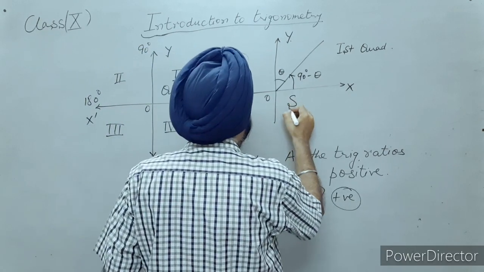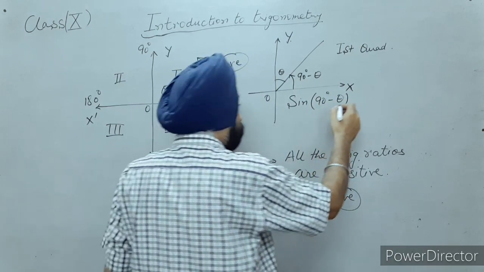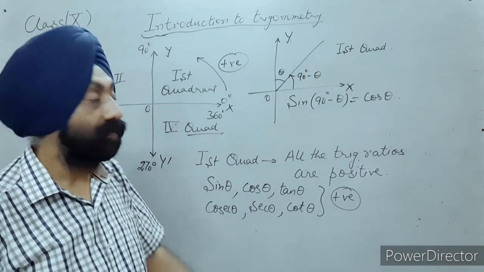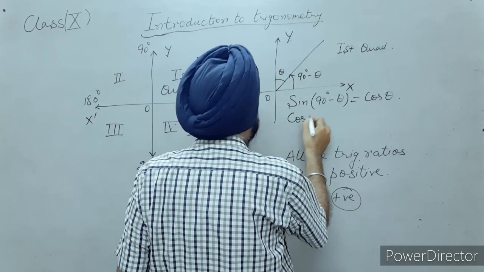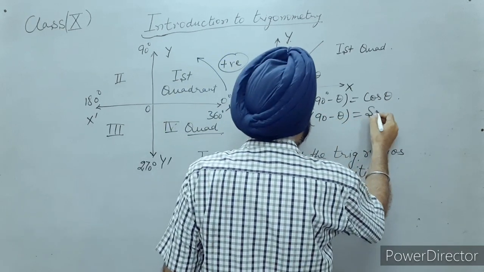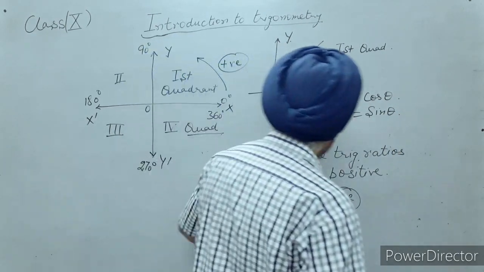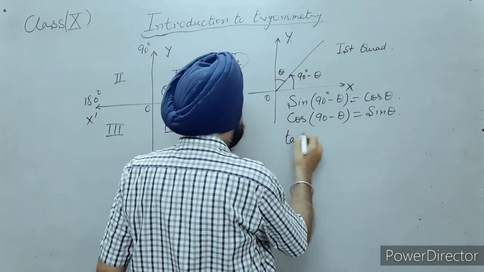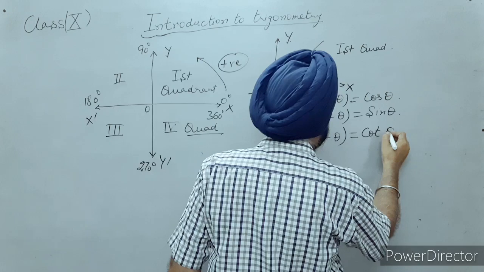Now, if I write sine of 90 degree minus theta, this is equal to cos of theta. The name is changed, but the sign remains positive. Now, cos of 90 degree minus theta, we are in the first quadrant, this becomes sine of theta. Then the third one is tan of 90 minus theta. This becomes cotangent of theta.